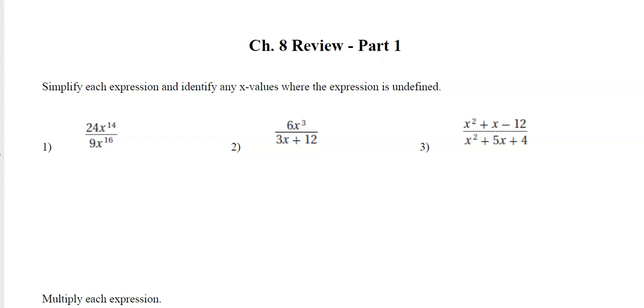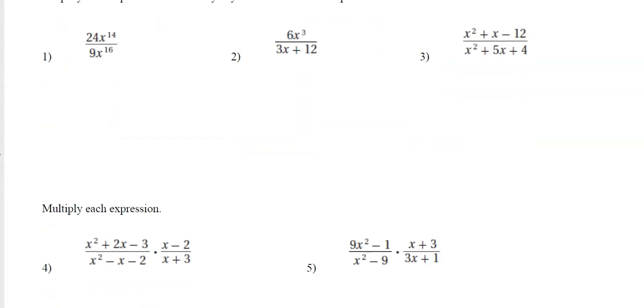So number one, we need to first simplify the numbers. So for 24 and 9, the first thing that goes into both those numbers is 3. So if I divide them both by 3, I'm going to have 8 over 3. And then I have 14 x's on top, which these will cancel out. And that'll leave 2 on the bottom. So number one, that's what we get.